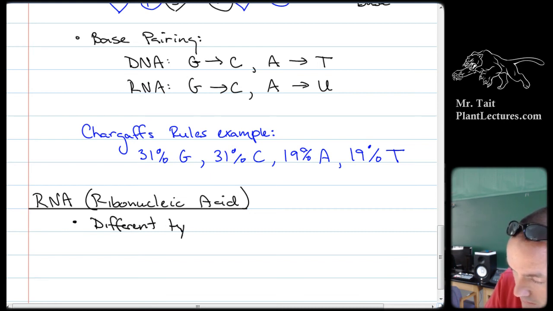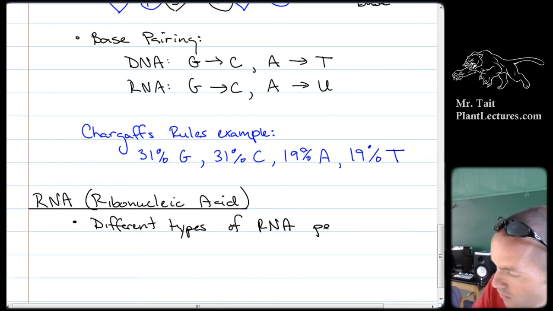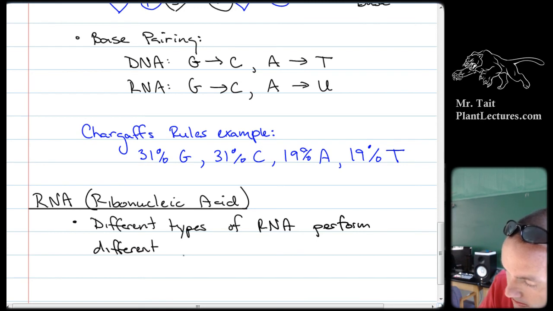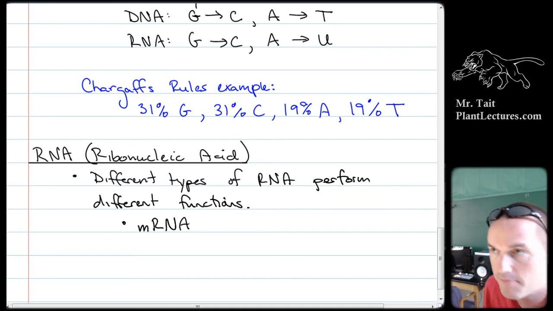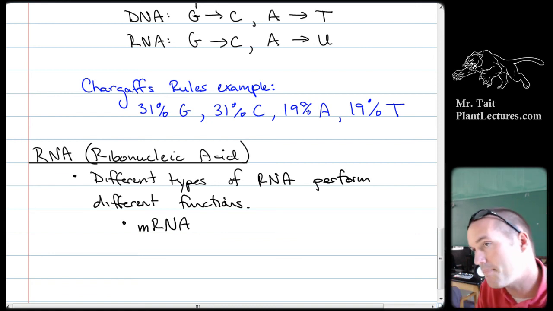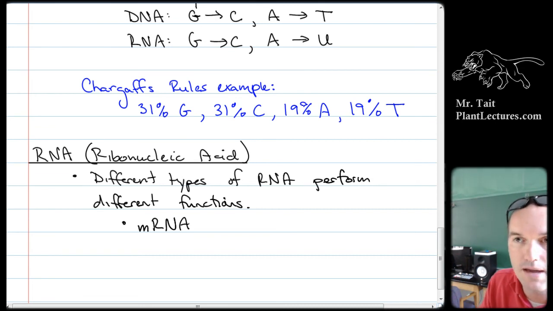Different types of RNA perform different functions. So you start with mRNA. It's probably the most commonly known type of RNA. mRNA is the type that actually produces proteins. So it takes a copy of the strand of DNA, and then it uses that copy in order to make a protein. It's like the instructions for making a protein.